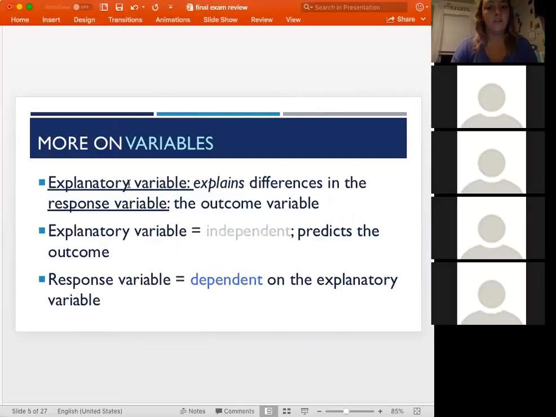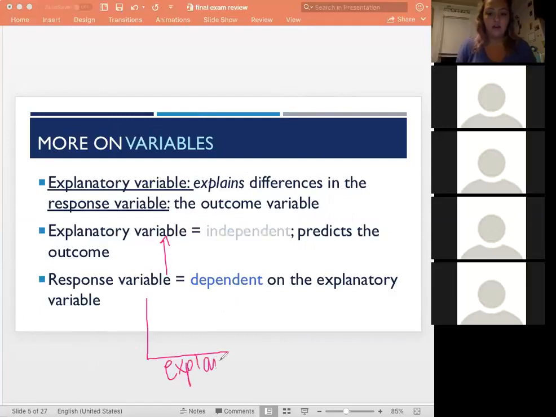Okay, so we have explanatory variables and response variables. We have our explanatory variable, which is independent. It explains the difference in our response variable, which is the outcome variable that is dependent upon the explanatory variable. And if you write this on a distribution, our explanatory variable is always going to be on the x-axis, and our response variable is always going to be on the y-axis. I always remember it like explanatory has x. That's something that's easily messed up.